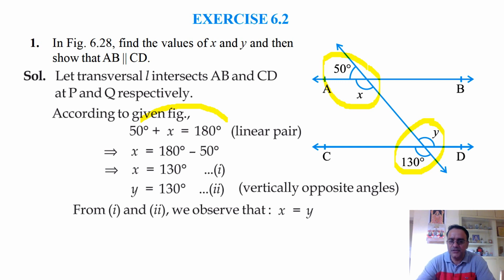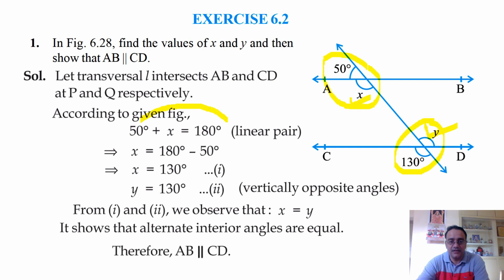From 1 and 2 we observe that x is equal to y. Now these are alternate interior angles, x और y जो है वो दोनों alternate interior angles. So therefore AB is parallel to CD. So this is the first question. Now let us move towards the next question.